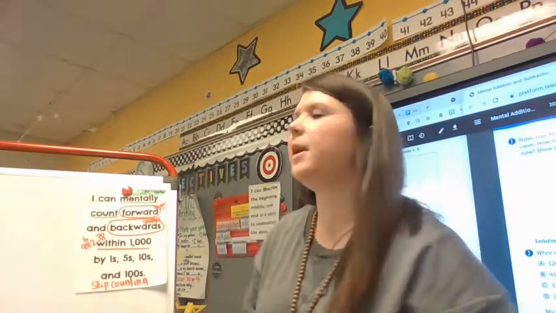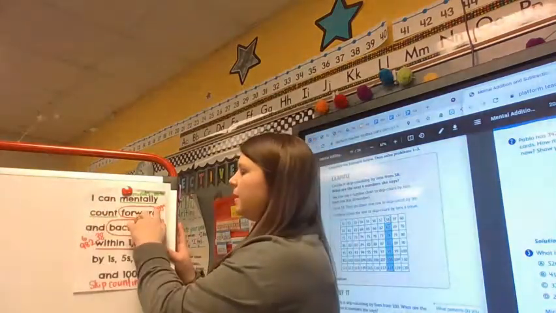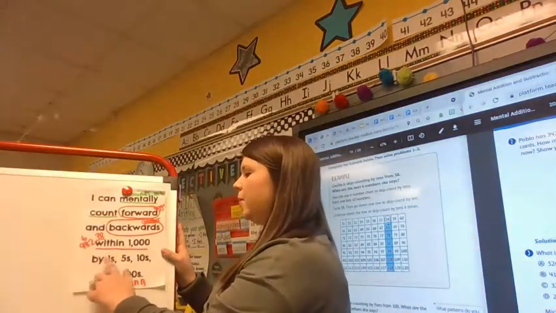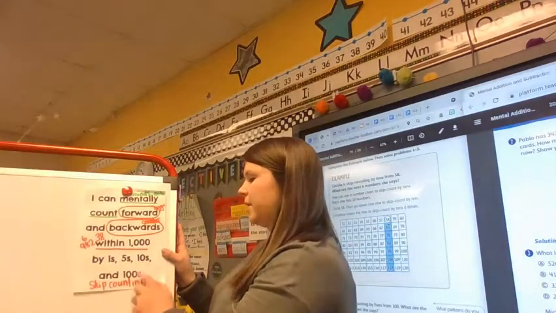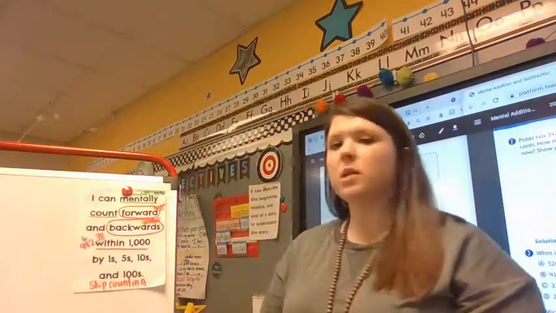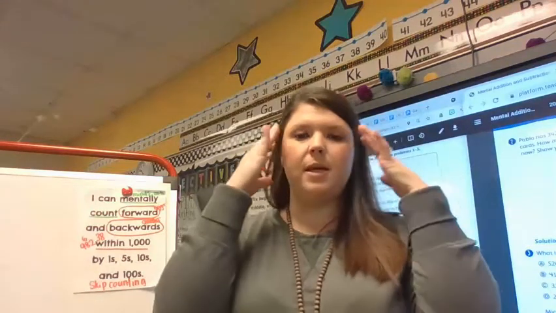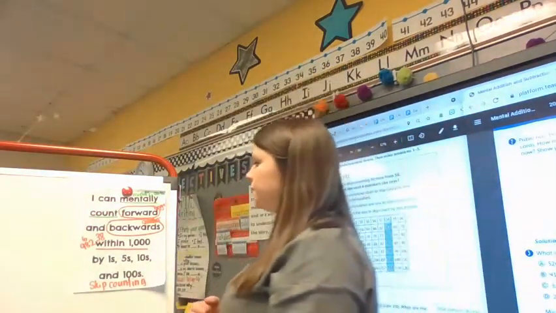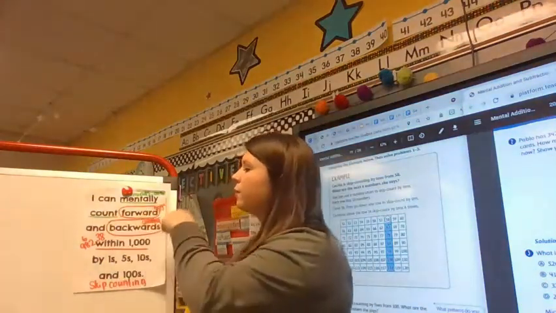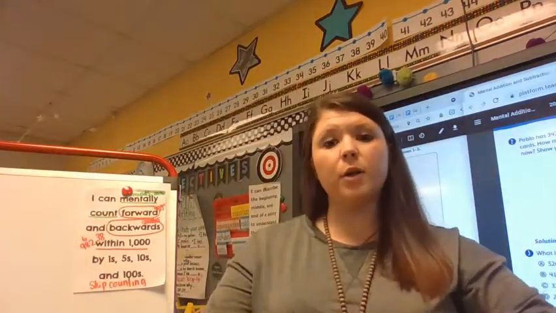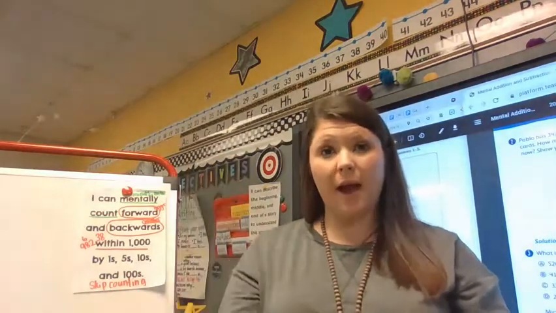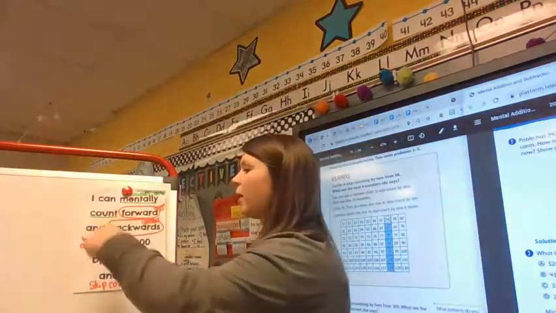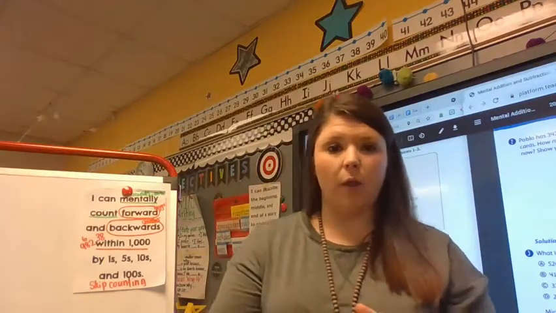Let's get started by reading our learning target. I can mentally count forward and backwards within 1,000 by ones, fives, tens, and 100s. So that word mentally, remember, means in our mind, being able to do it automatically. Okay? Now, when we count forward, our numbers are getting larger. It's like we're adding a couple each time, right? If we're counting backwards, that means our numbers are getting smaller.